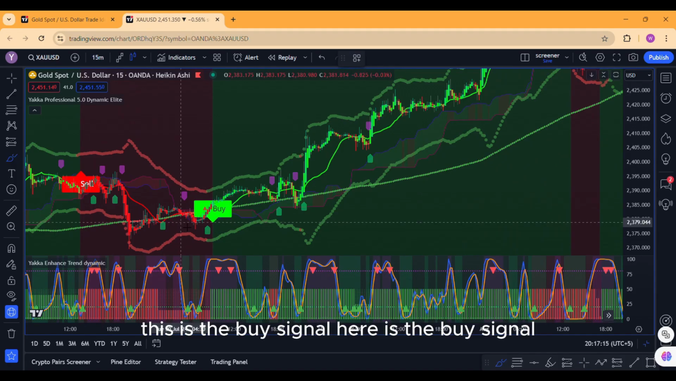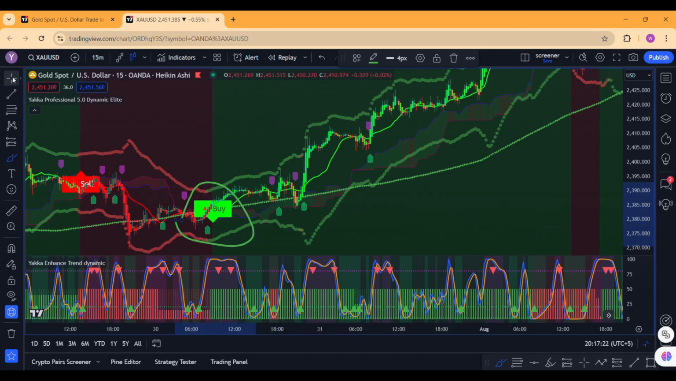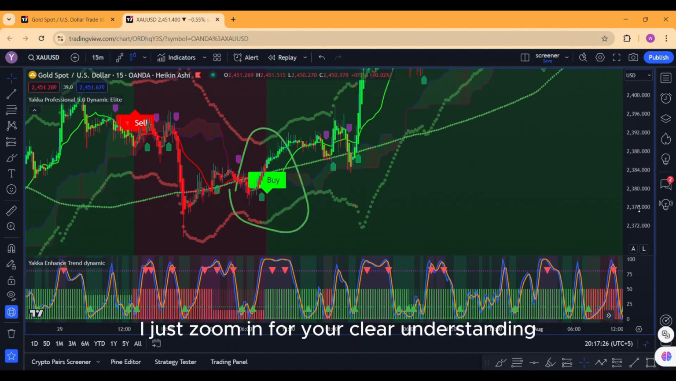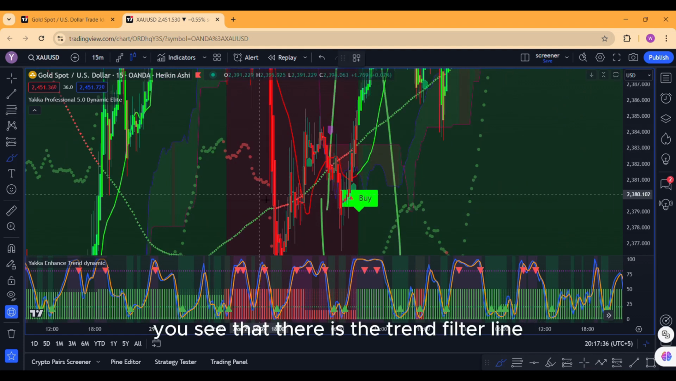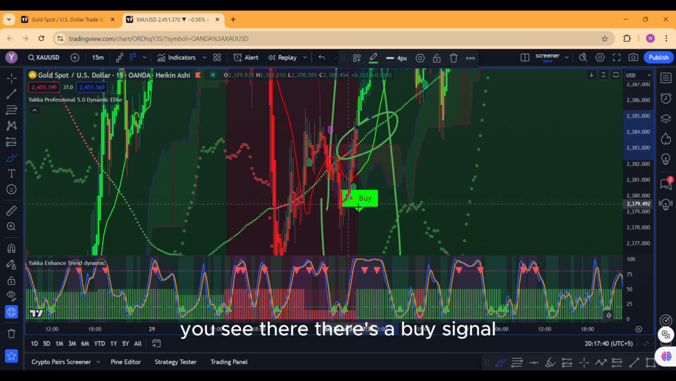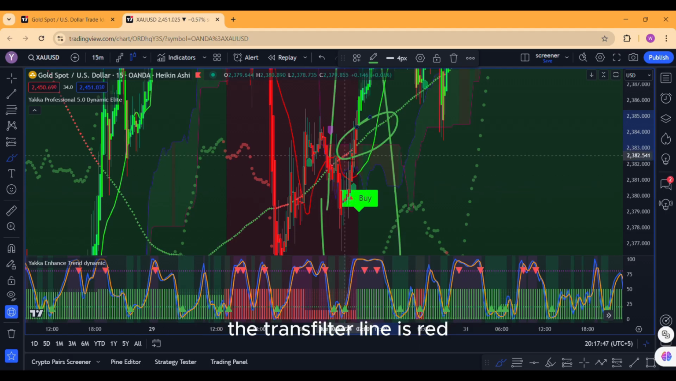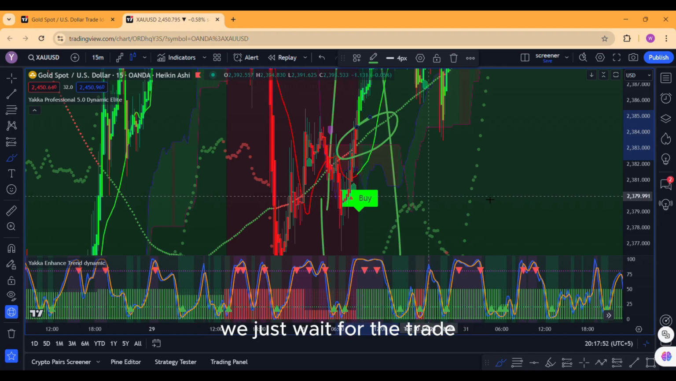This is the buy signal. Here is the buy signal. Then I check the rules. I follow the 5 rules. For your clear view, I will just zoom in for your clear understanding. There is a buy signal, and here, there is a trend filter. You see that there is the trend filter line. When the signals come, the trend filter line is red, so we can't take the trade here. We just wait for the trade to follow the rules.